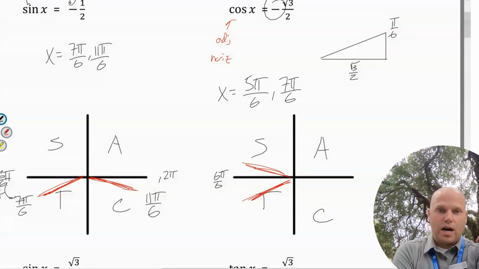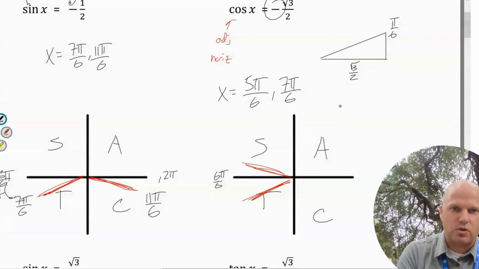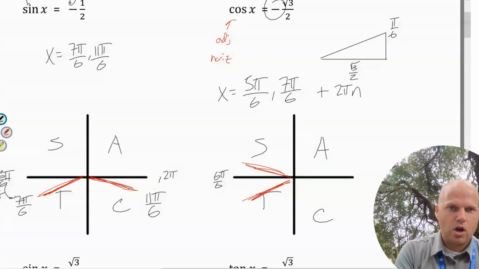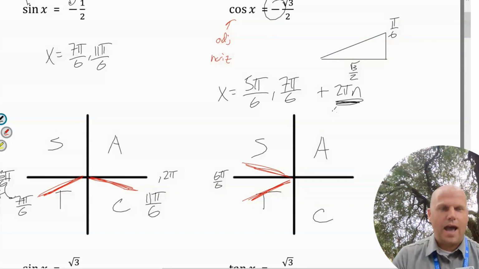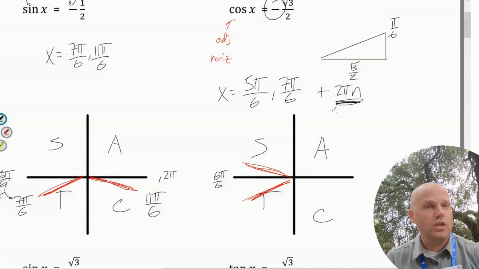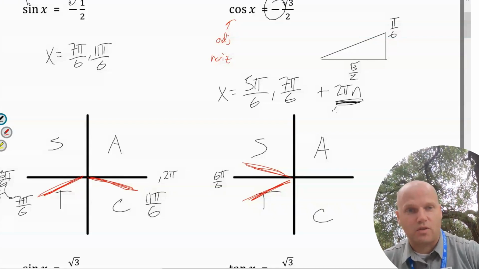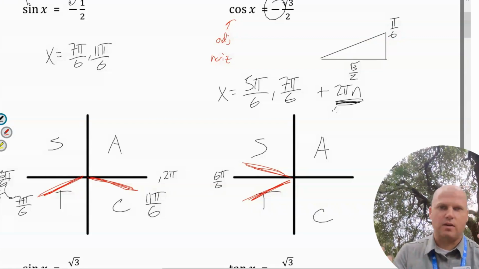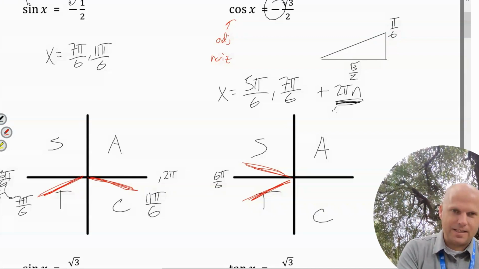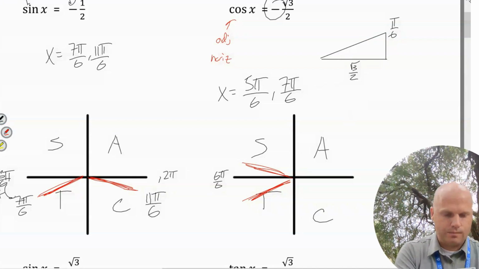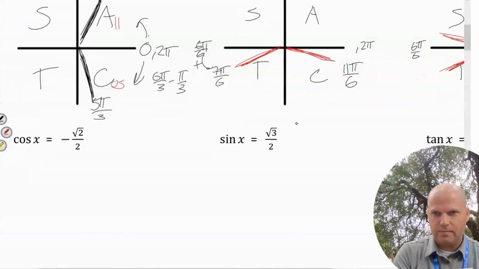If you are asked for all possible solutions, you would say these angles and all coterminal angles, adding 2 pi n, where n is an integer. It means that if you go all the way around to 17 pi over 6, the cosine of 17 pi over 6 is the same as the cosine of 5 pi over 6, which is negative root 3 over 2. But I did not ask for that, so we're good at that.